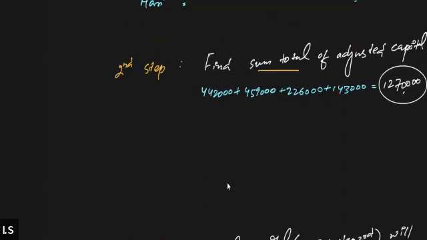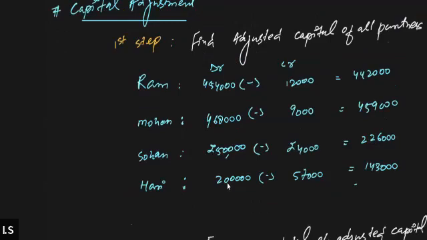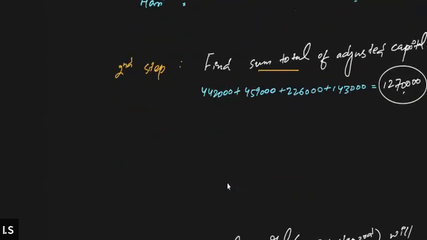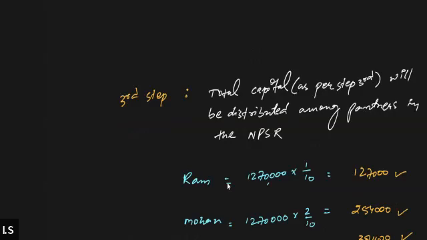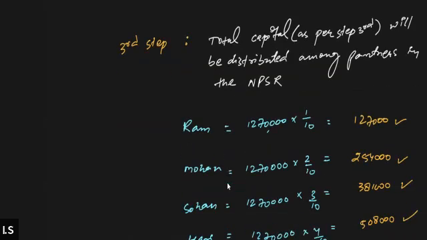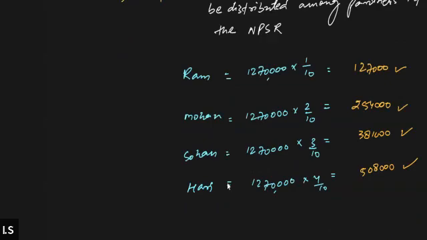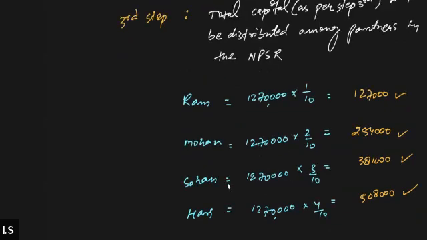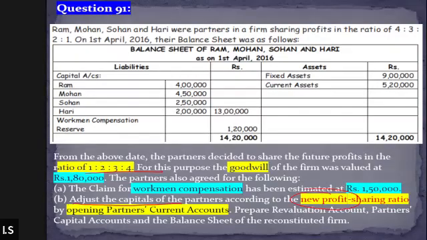Now we will go to the third step. First is to find out the adjusted capital, then to find out the total of the adjusted capital, then finally we will distribute this total amount of capital among the partners in the new profit sharing ratio. Now pay attention, try to understand. The total amount of adjusted capital is 12,70,000. We need to adjust the capital in what ratio? In the new profit sharing ratio. This is already given in the question. The question is telling us to adjust the capital of the partners in the new profit sharing ratio. Everyone is able to see this?